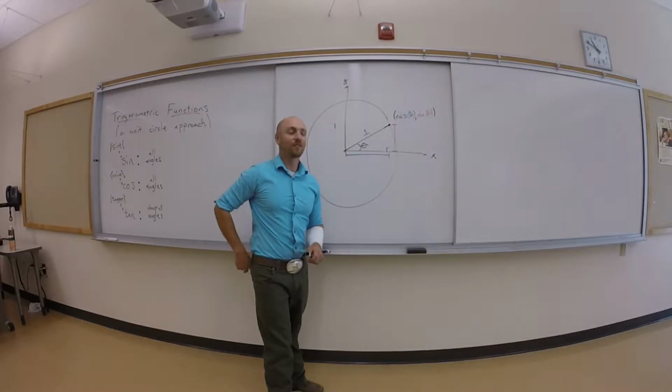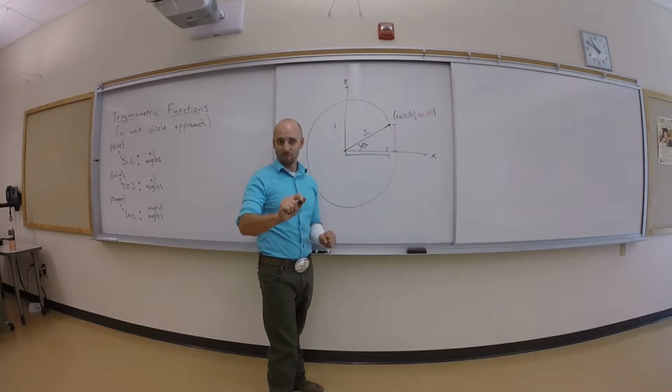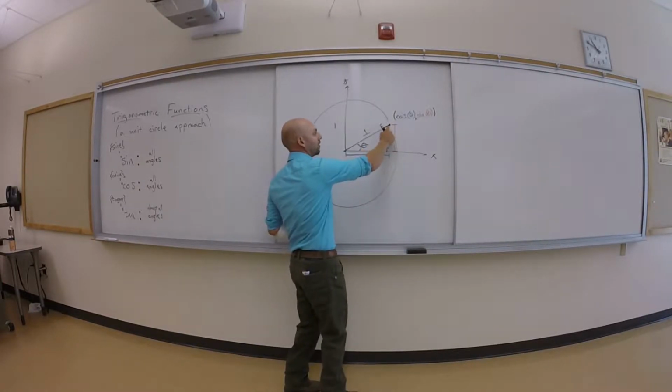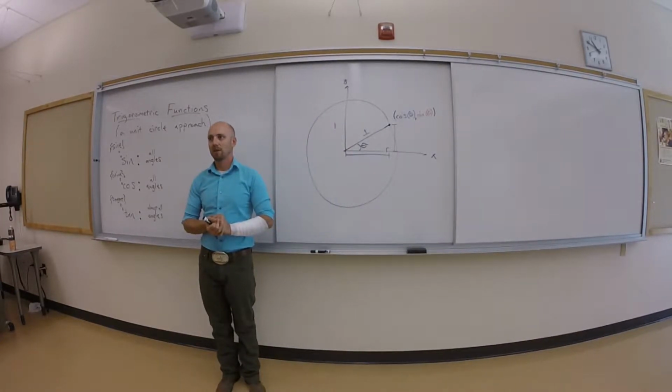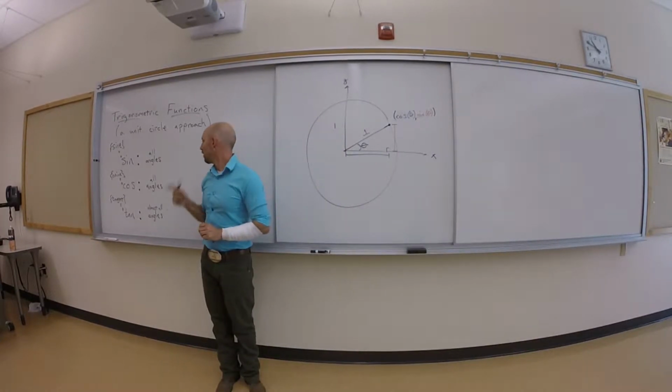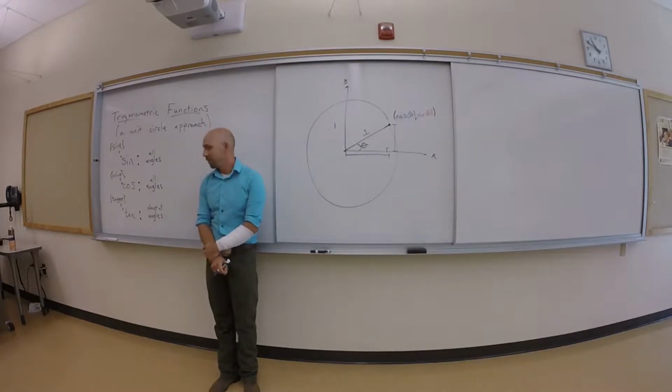Cool? So, are you saying cosine is x and sine is y then? Yeah, cosine's the x coordinate to this point, and sine's the y coordinate to that point. You guys all cool with that? All right. Anybody know where I can read tangent off of this thing?